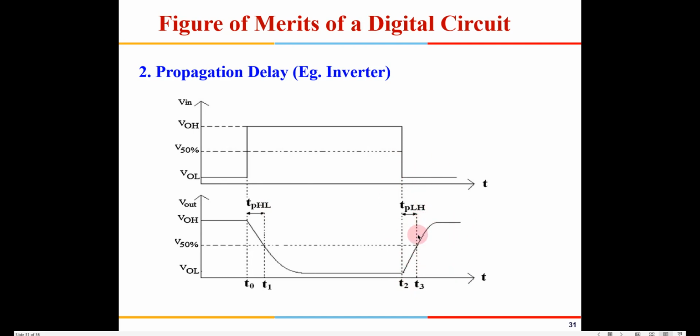It is applicable for every circuit. So here it is 0. When the input is changing here, the input reaches 50% at T2, and the output reaches 50% at T3. So T3 minus T2 is known as the propagation delay, low to high.